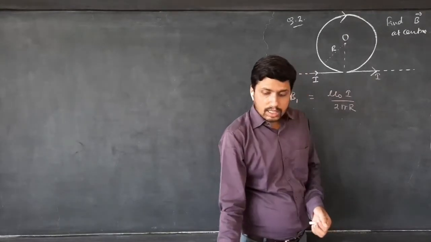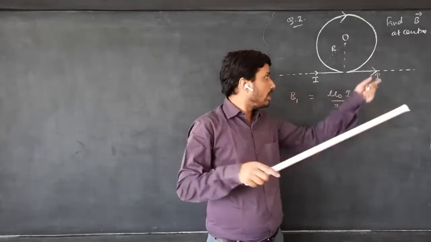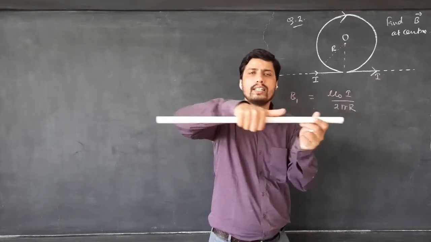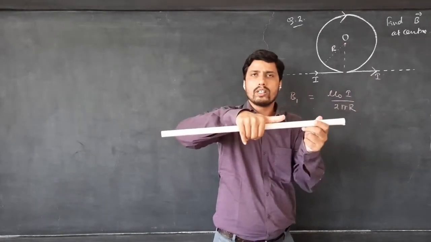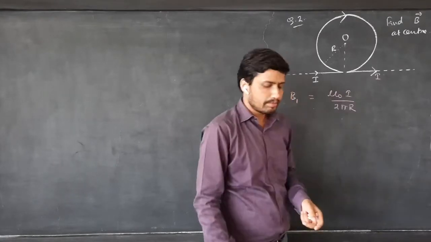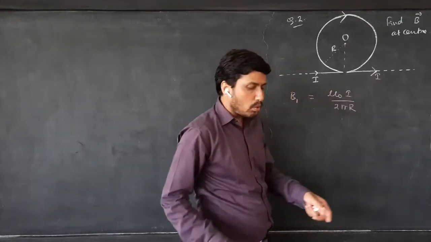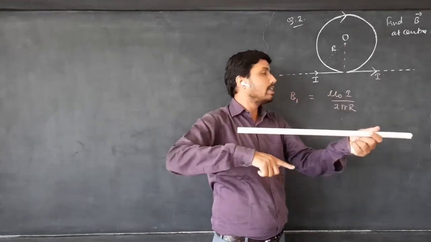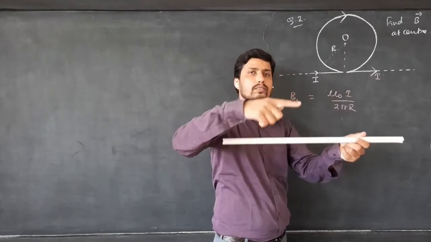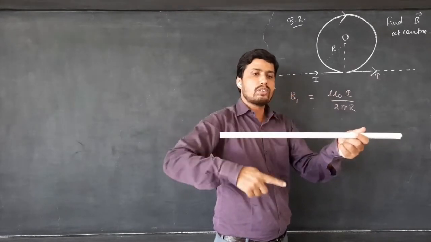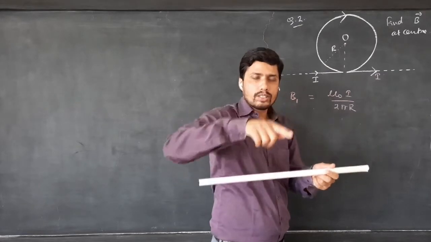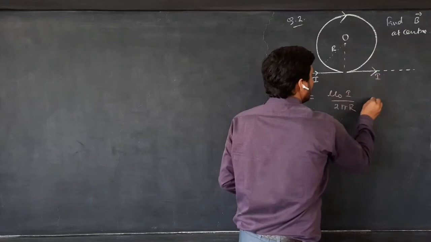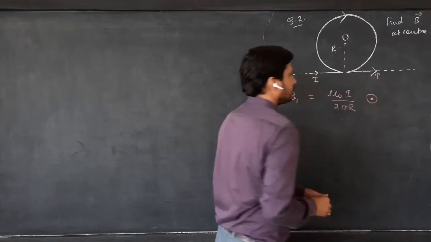Next comes the direction. Now this is the wire. This straight wire you have to hold in your right palm, thumb pointing in the direction of current, then fingers will curl in the direction of magnetic field. So if we hold like so, fingers will curl like this. We have to find magnetic field at point O. O is here. So at O, you can see, students, the magnetic field lines will point towards the reader, out of the board. So magnetic field I will represent by a dot.